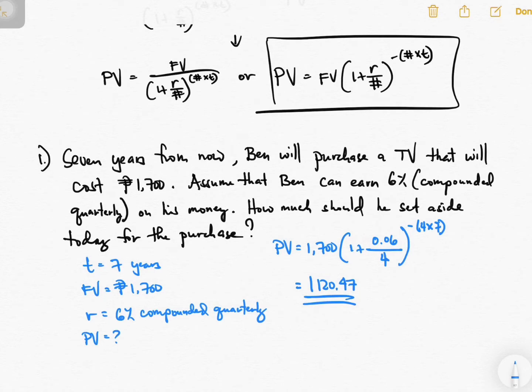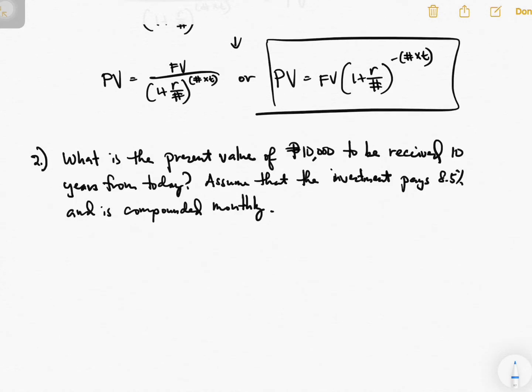Let's have another. What is the present value of 10,000 to be received 10 years from today? This makes the 10,000 right here the future value because it's 10,000 to be received 10 years from today. And assume that the investment pays 8.5% and is compounded monthly. First, we write the given to simplify.